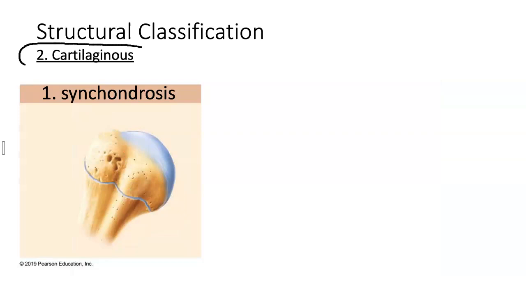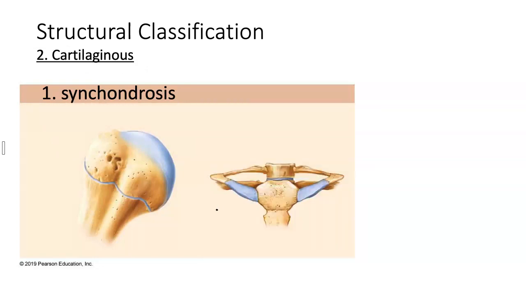A second category of joints are cartilaginous joints, and with cartilaginous joints, it's cartilage that joins the two bones. In this example, a synchondrosis could be simply where the epiphysis meets the diaphysis, and there's a pad of hyaline cartilage in there called the epiphyseal plate, and that is an example of a synchondrosis. Another example of a synchondrosis is where the ribs anchor onto the sternum. So to summarize, with a synchondrosis, the two bones are joined by hyaline cartilage.